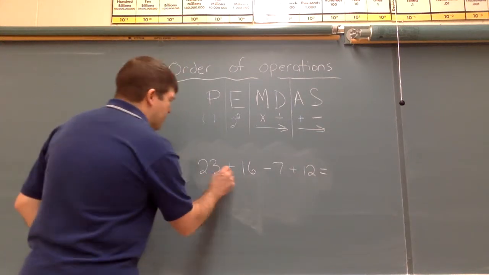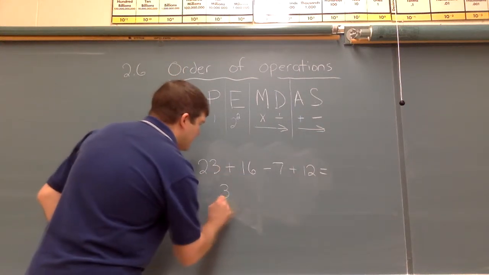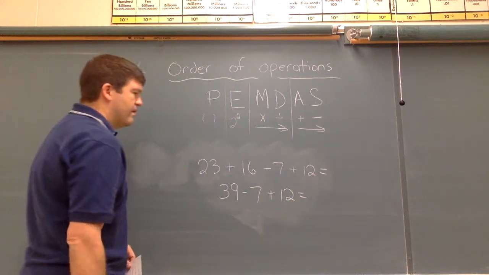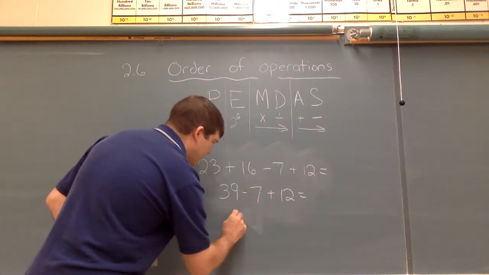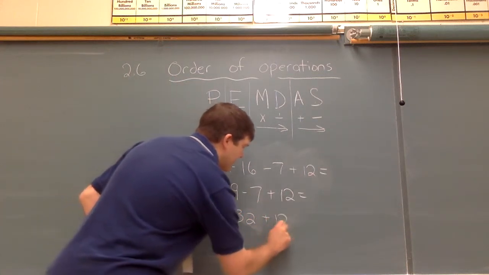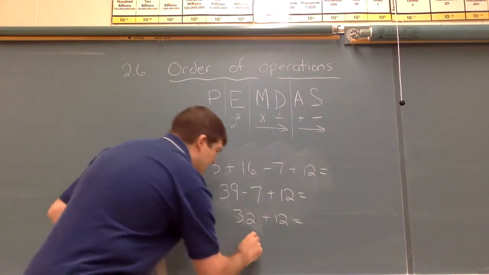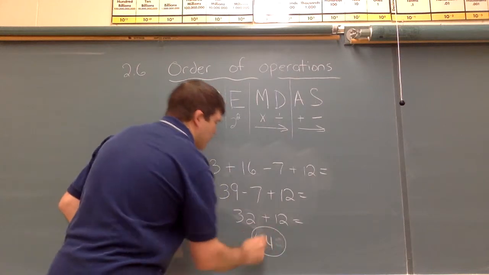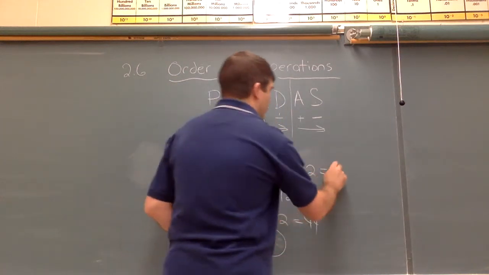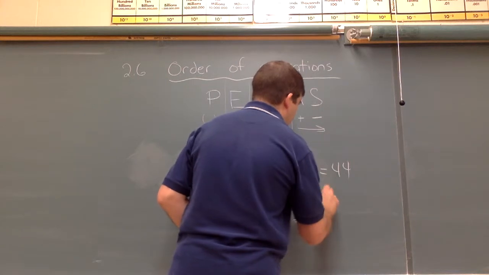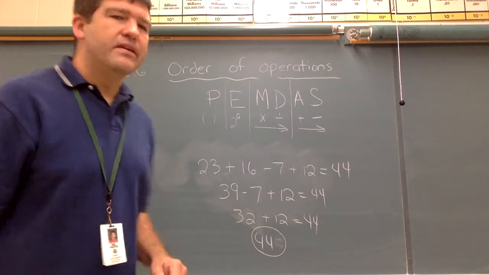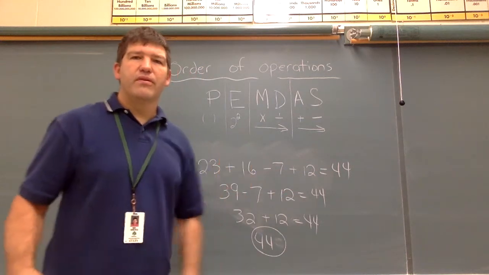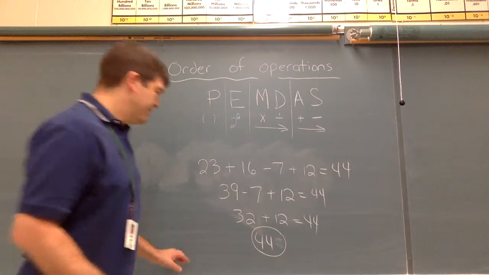So let's do that. 23 plus 16 is 39. So now I do the next part, 39 minus 7 is 32. Plus 12, and now my last part is 32 plus 12 is 44. 44 is my answer. Okay? So 23 plus 16 minus 7 plus 12 is 44. I went through the order of operations and I got the correct answer.